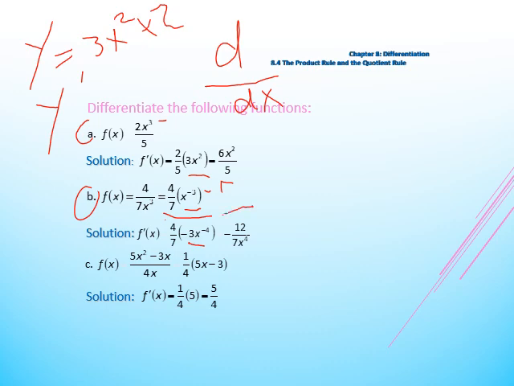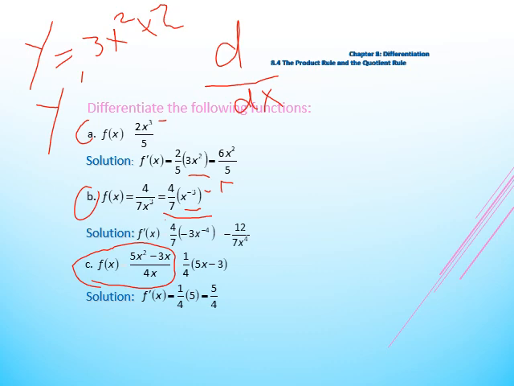Also, we can write it in a more simplified form where the power in the denominator is a positive value, so it equals negative 12 over 7 x to the power 4. Let's move to another example for differentiation, which is f of x equals 5x squared minus 3x over 4x.